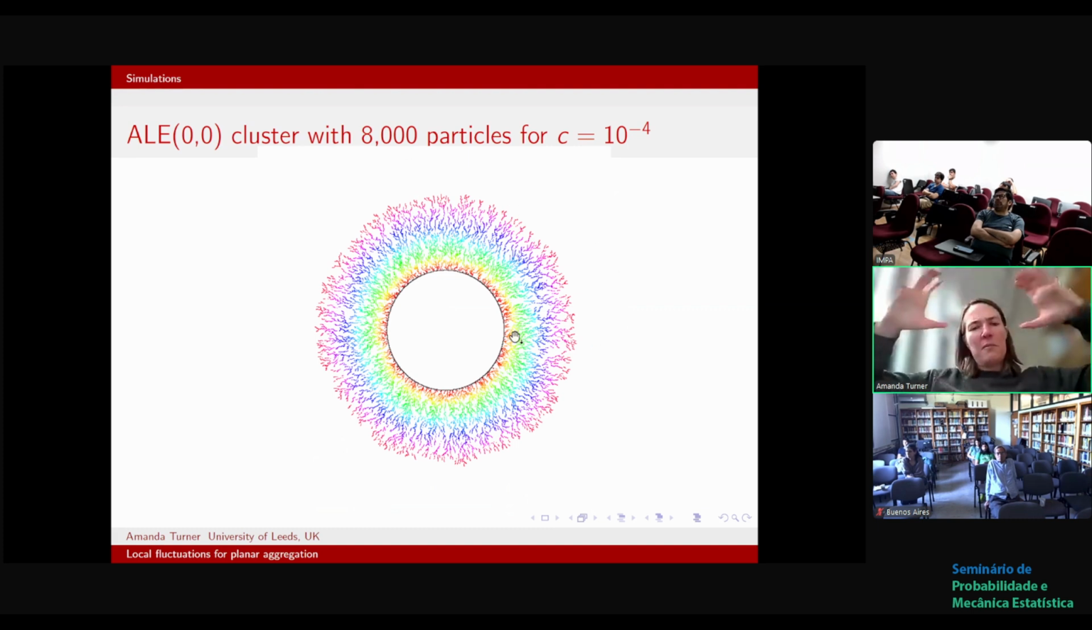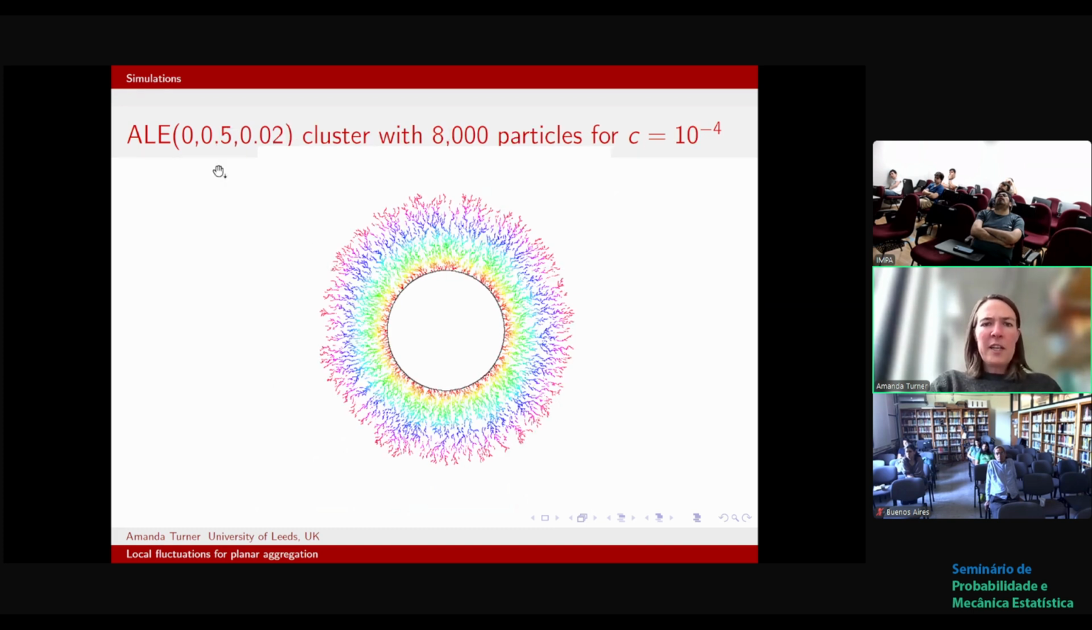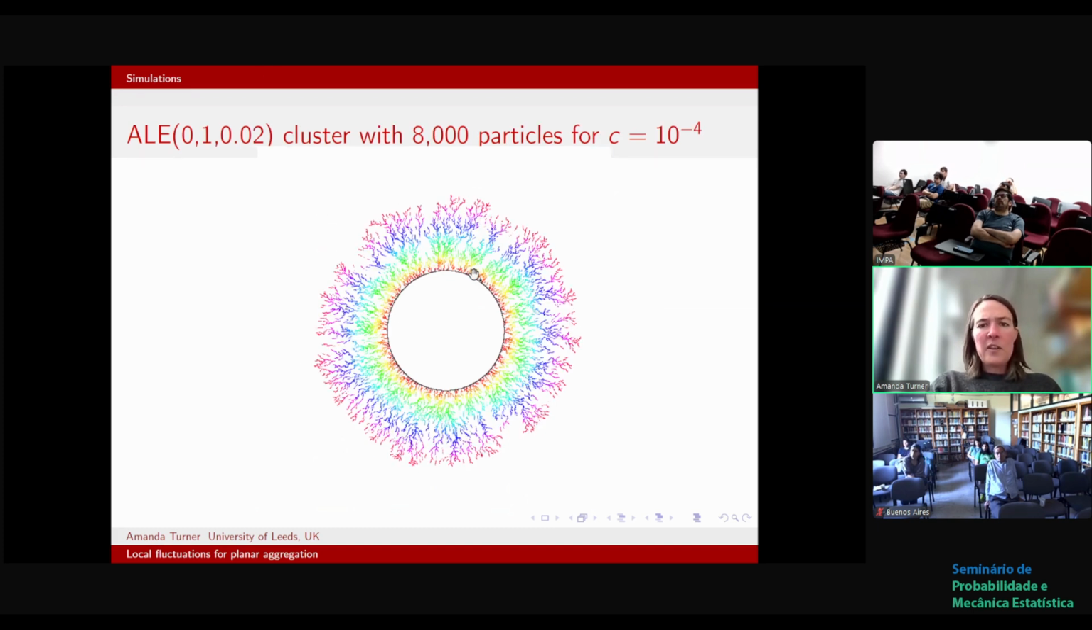But you can see that it really does seem that we're getting a disk scaling limit here. It's just growing in an isotropic way, as you might expect. And in fact, this is a theorem. I proved this in my PhD in 2012. Okay, what about if we change the eta parameter to 0.5? Again, it's still looking fairly disk-like. Now we go to 1. This is the one corresponding to the Eden model, to biological growth.